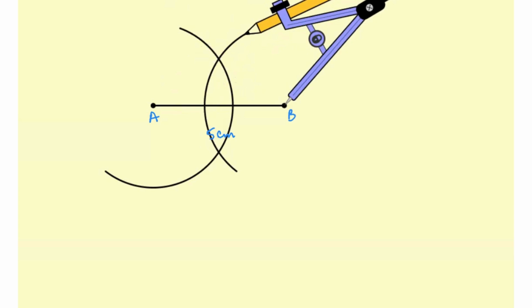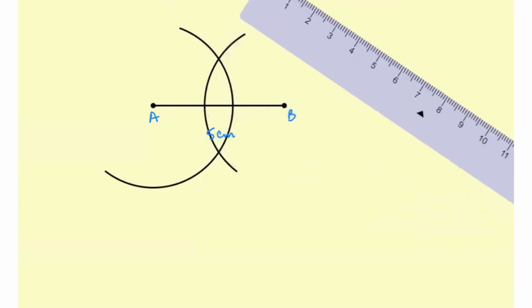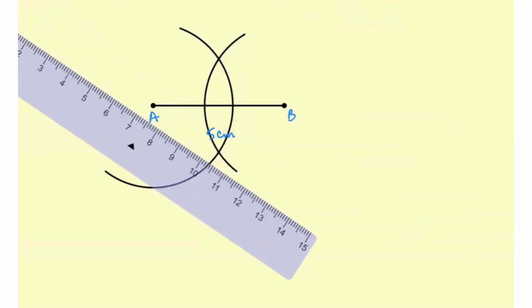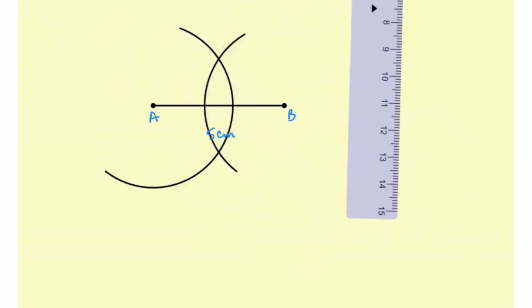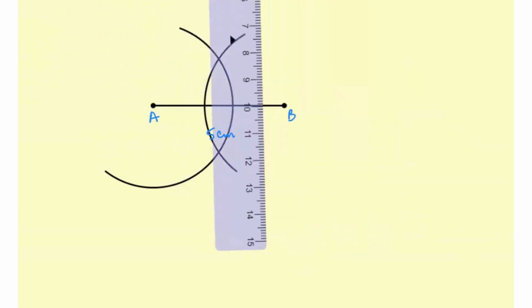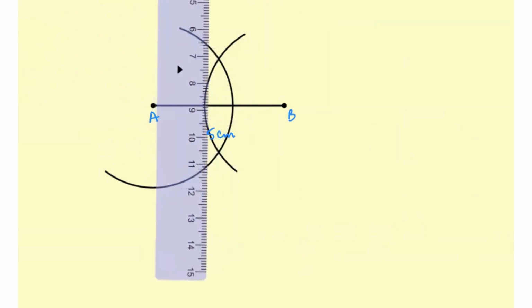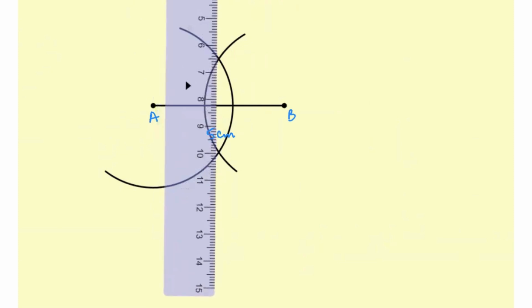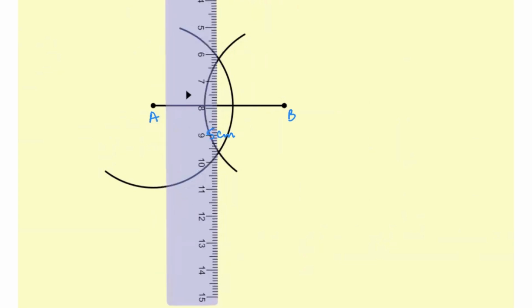So now that we've drawn our arcs, what you will do next is that you will take your ruler and bring it over here, in the center of this intersection. And you will draw a straight line that passes right through the intersection of these arcs.